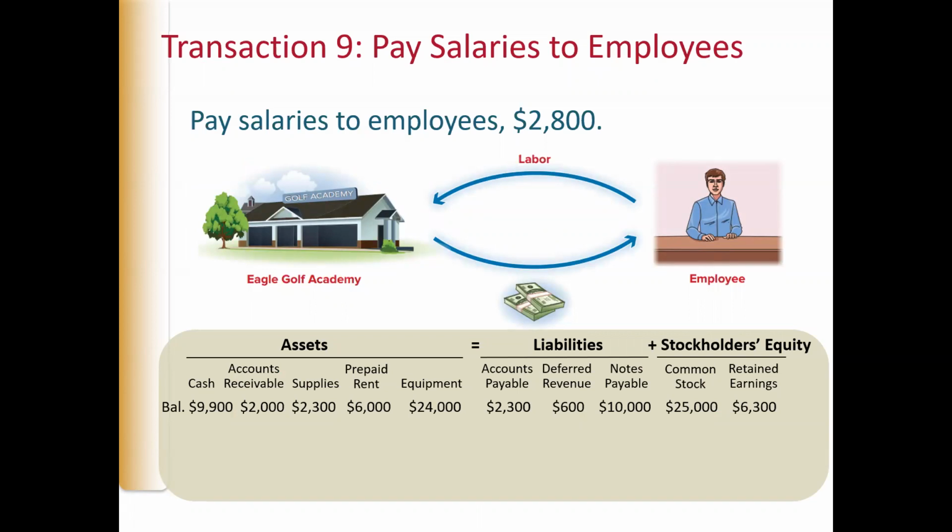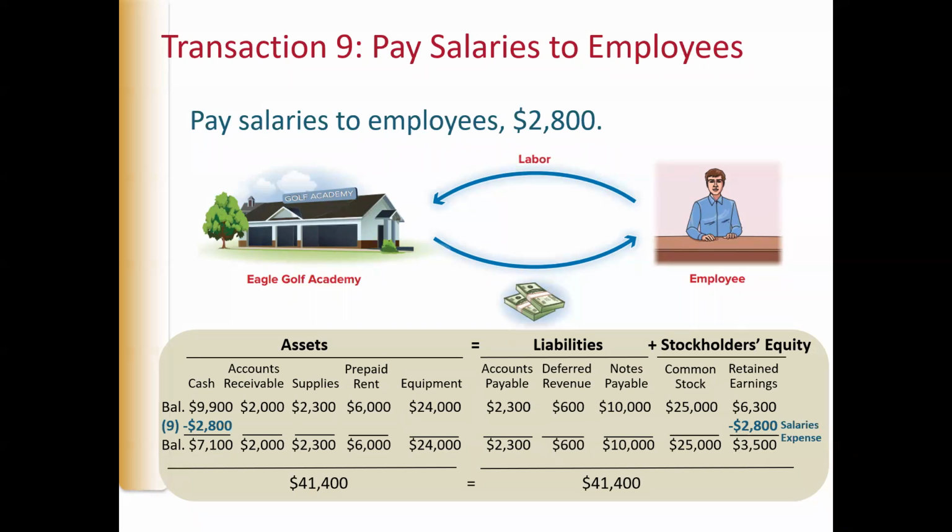Now we pay salaries to employees. We paid salaries of $2,800 to employees. What happens to our cash? It decreases $2,800. What happens to our retained earnings? It also decreases $2,800 because expenses decrease our retained earnings, revenues increase our retained earnings. Do we balance still? Heck yes.